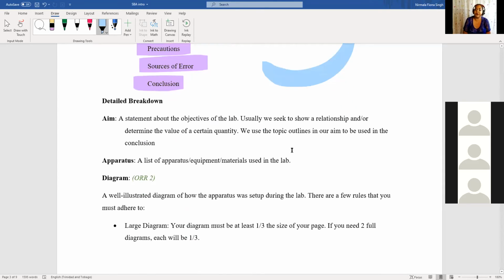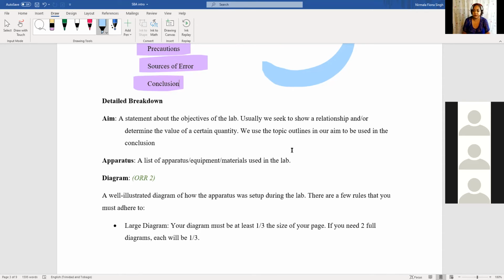Aim. What is your aim? I usually give you the aim. There's only 3 labs that you have to come up with the aim on your own. So aim is a statement about the objectives of the lab. Usually we seek to show a relationship and/or determine the value of a certain quantity. We use topics outlined in our aim to be used in our conclusion.